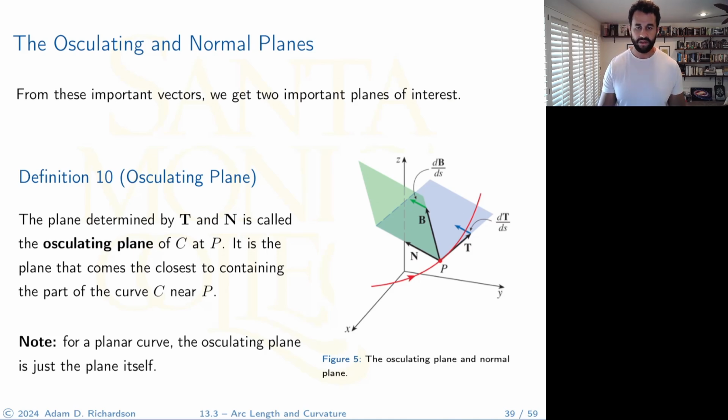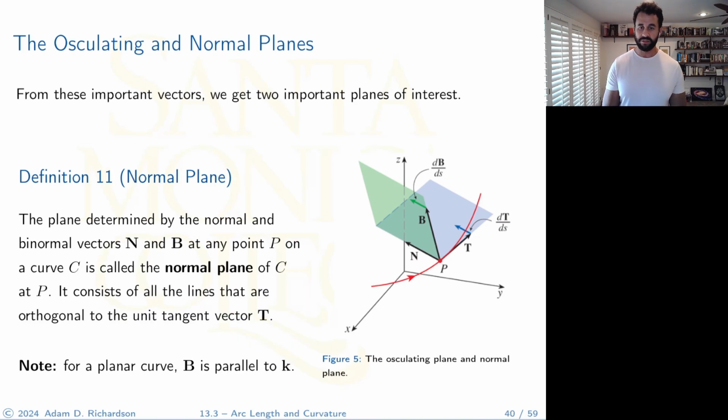All right. Now, the other plane of interest that we're going to talk about is the normal plane. The normal plane is the plane that's determined by the vectors n and b, and that's this green plane that you see right here. This plane is called the normal plane because it's the plane that's orthogonal to the unit tangent vector. I always think of it like, if this pencil is the unit tangent vector, this is the normal plane.